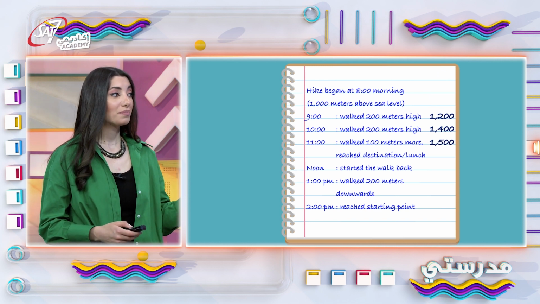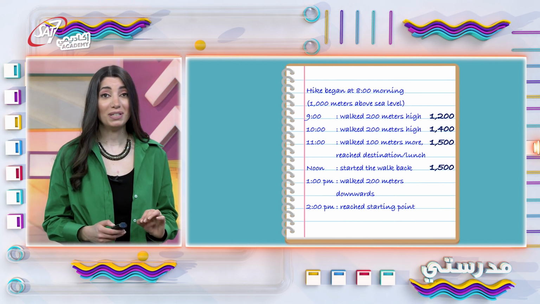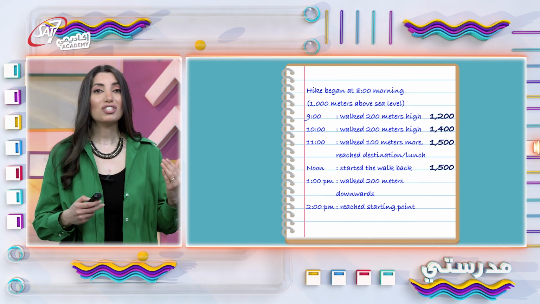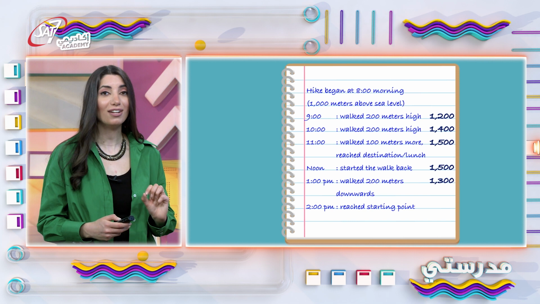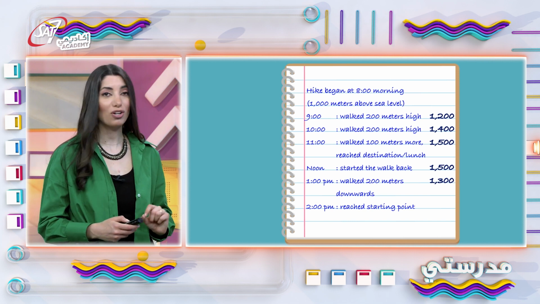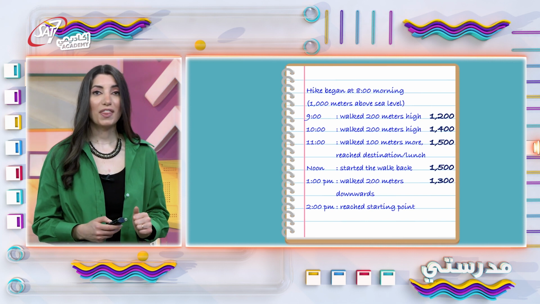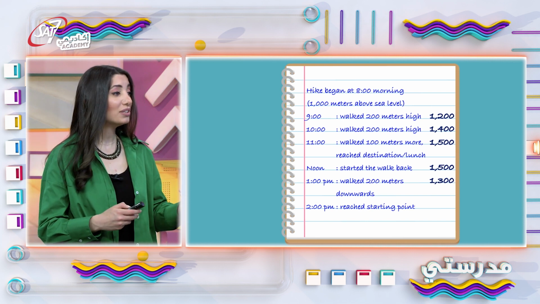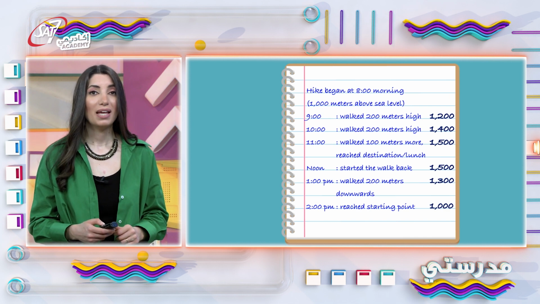At noontime, the family was still at 1,500 meters above sea level and started the walk back down, reaching 1,300 at 1 o'clock p.m. And at 2 p.m., they returned to the starting point, which was 1,000 meters above sea level.